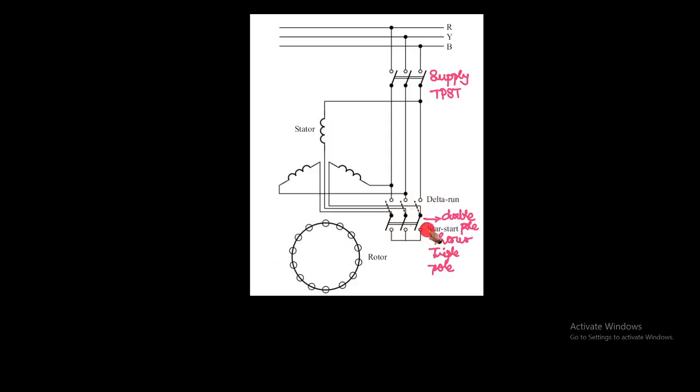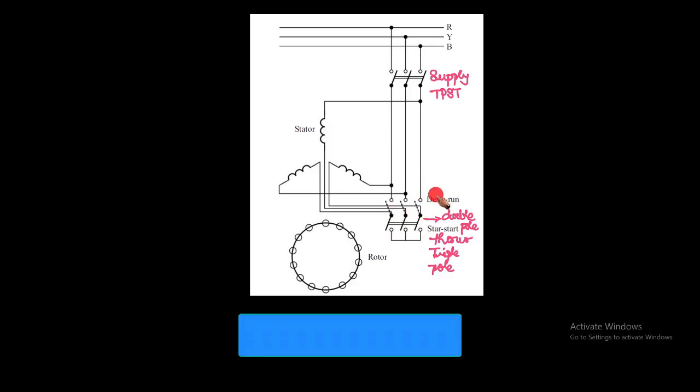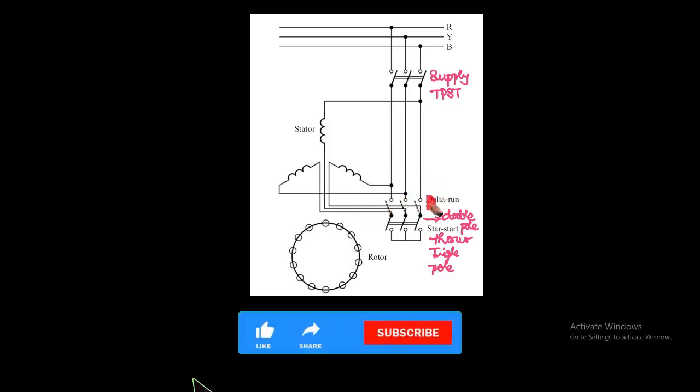While it is starting, we place it in the star connection so that the starting current will be reduced. Then once it has attained somewhat its rated speed, we push this switch into the delta connection during the running condition. This is what happens in the star delta starter.